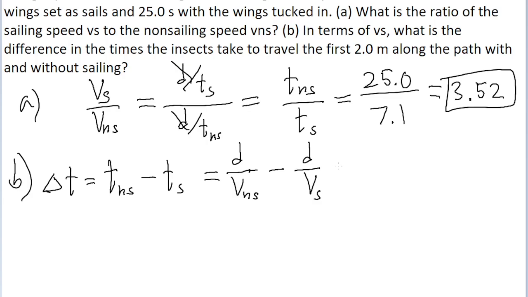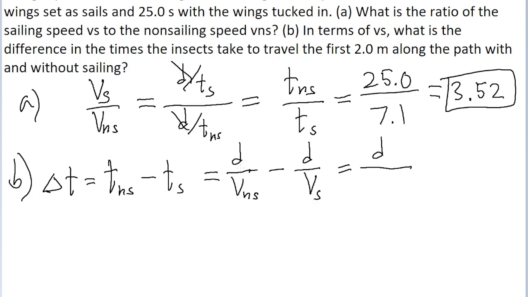Now, before we go any further, let's note that the problem specifically asks us to find our time difference in terms of v sub s. So our final answer should have v sub s in it, but it should not have v sub ns. So let's use the ratio we found in part A to get rid of the v sub ns variable in our current math. The ratio we found in part A tells us that v sub s is equal to 3.52 times v sub ns. That means that v sub ns is equal to v sub s divided by 3.52. So we can incorporate that into the math we're doing right now.